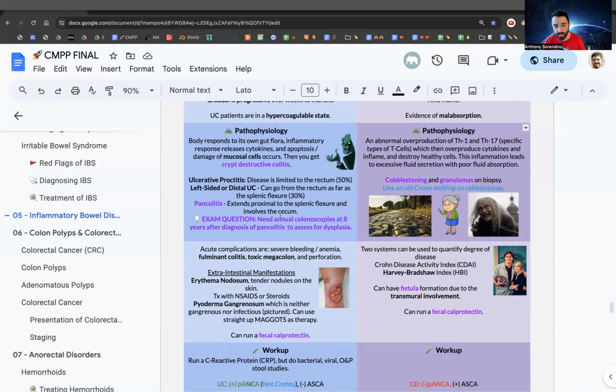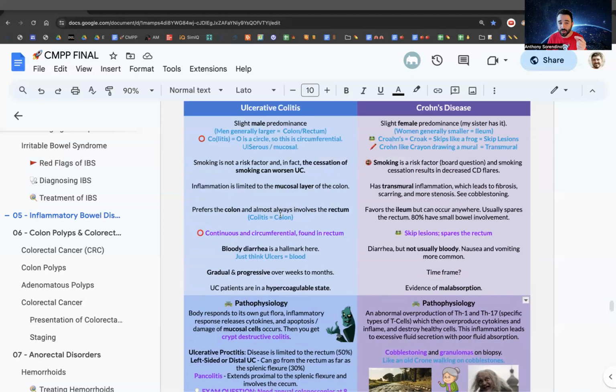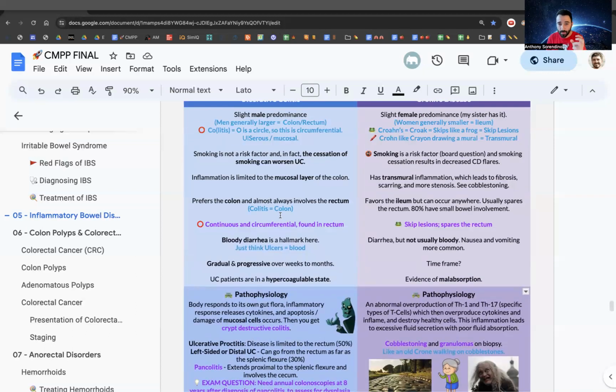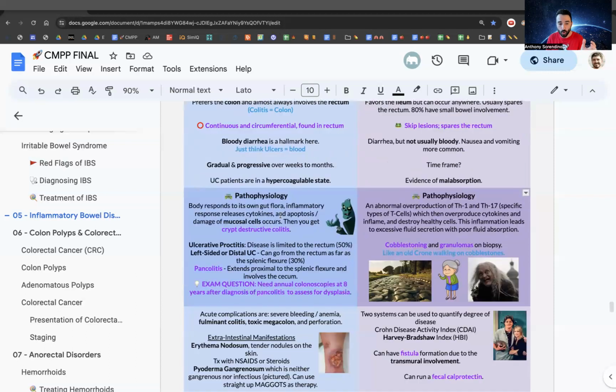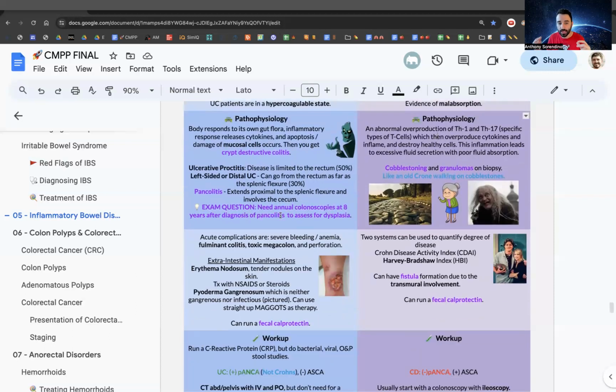Oh, she said this was an exam question. So pancolitis with ulcerative colitis, this is where it extends proximal to the splenic flexure and involves the cecum. So it's involving more of the entire bowel, because normally ulcerative colitis is just the rectum and more of the distal colon. But if it's pancolitis, it's going to extend proximally, go all the way to the cecum.